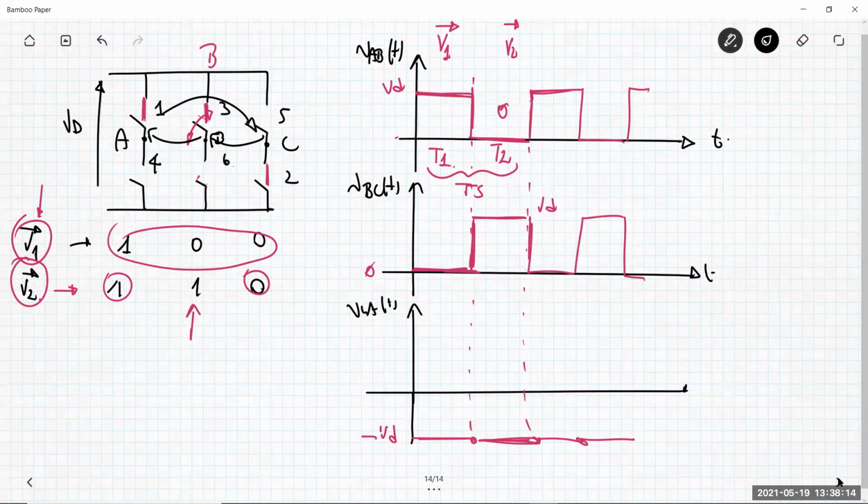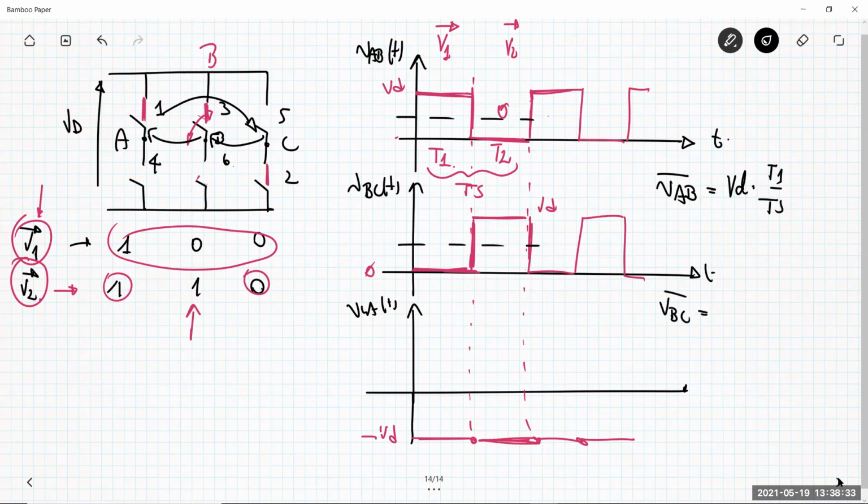And the average value of this waveform over a period, what is it? The VAB average value will be VD multiplied by T1 over Ts. What is the average value of VBC? VBC has an average value over Ts, which is VD T2 over Ts. What is the average value of VCA? Now it's much simpler, because this is constant and this is negative VD.